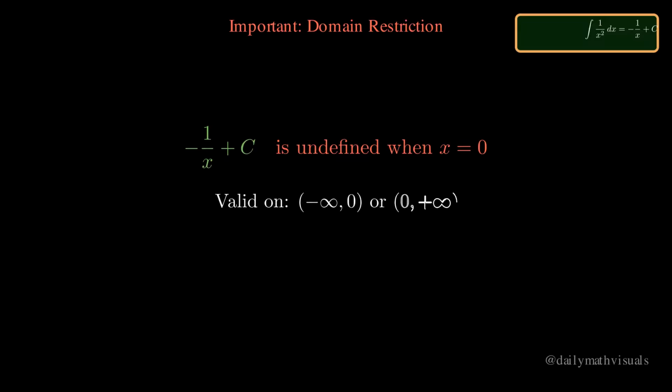Now, there's something crucial we must address. Our answer has a restriction. Our answer, negative 1 over x plus c, is undefined when x equals 0. You cannot divide by 0. So our antiderivative is valid on two separate intervals, from negative infinity to 0, or from 0 to positive infinity. The key point is we cannot integrate across x equals 0.